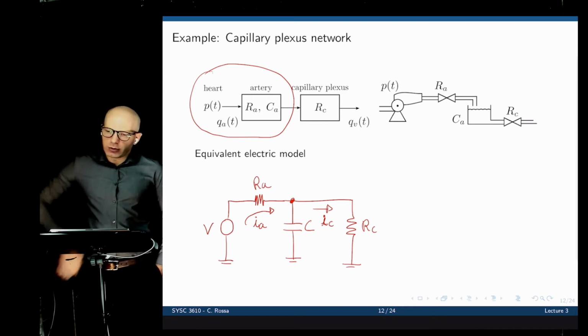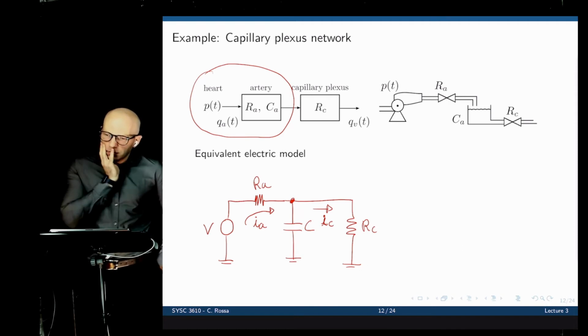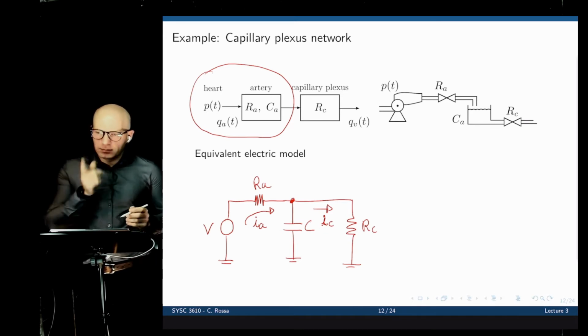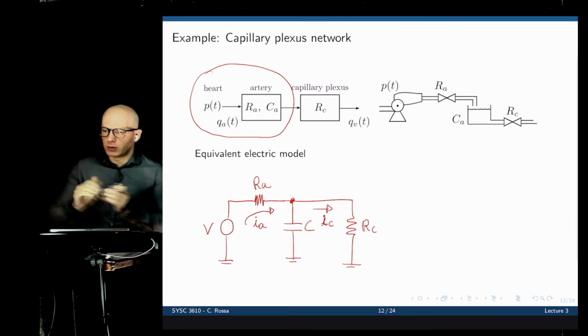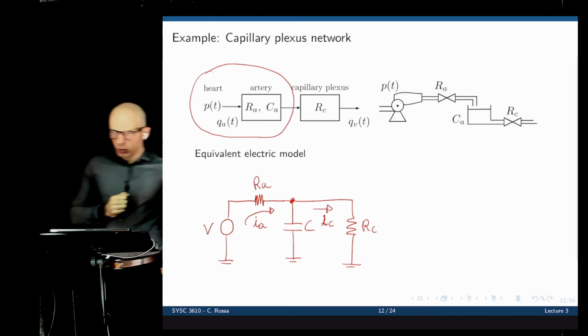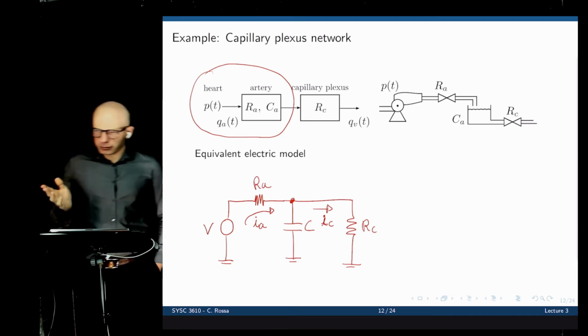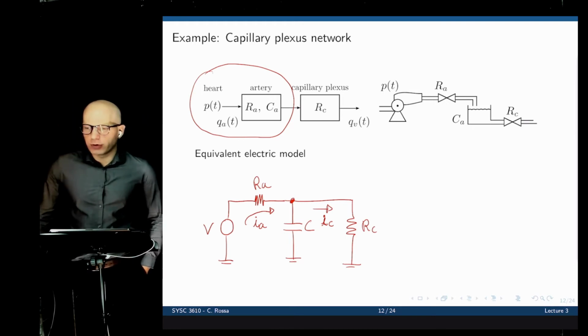Where is the inertia? Well, we neglected the inertia, but if we were to add inertia, how would we do that? The fluid inertia. Add a... Yep. Add an inductor. Well, one for each flow, one for IA, one for IC. Just follow the resistor. Just before each resistor. Yeah.